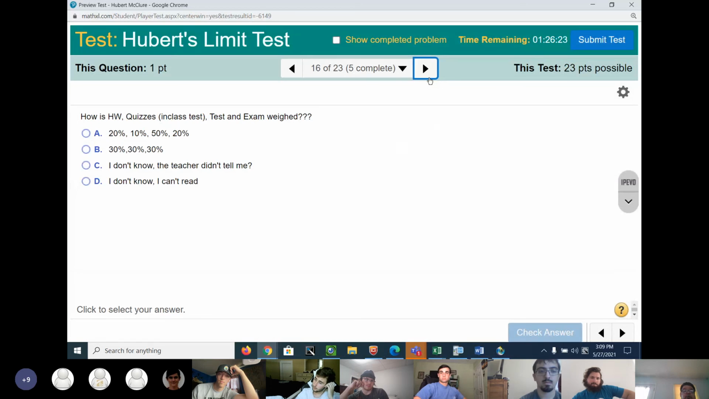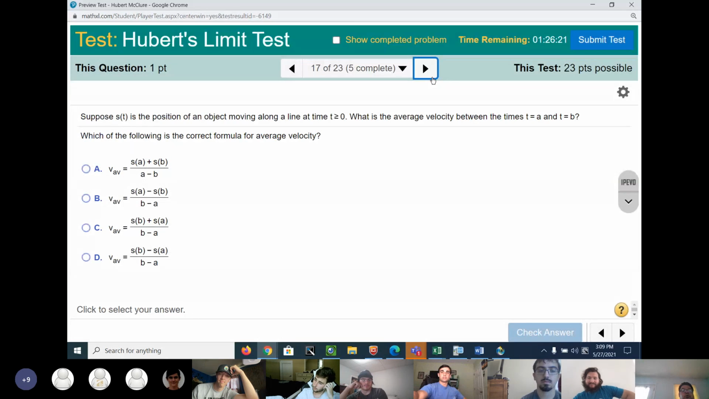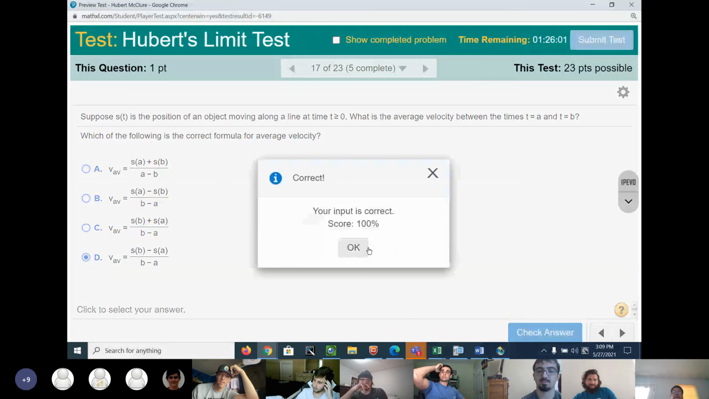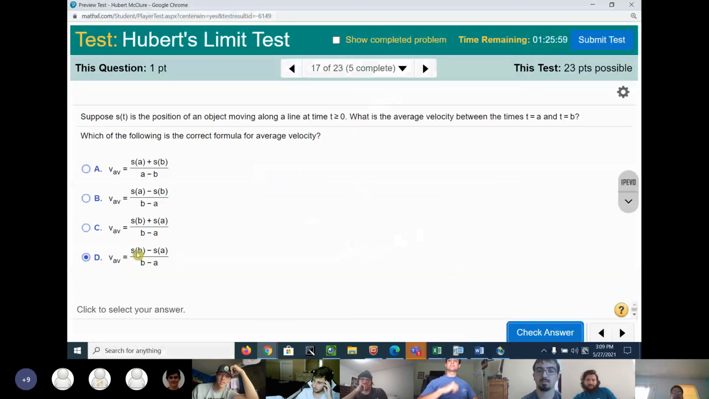Maybe I should go back and redo this test. All right, this is going to be b minus a over b minus a. Which one says b minus a over b minus a? Delta. I got it, appreciate it. D is in delta. y sub 2 minus y sub 1 over x sub 2 minus x sub 1. Slope.